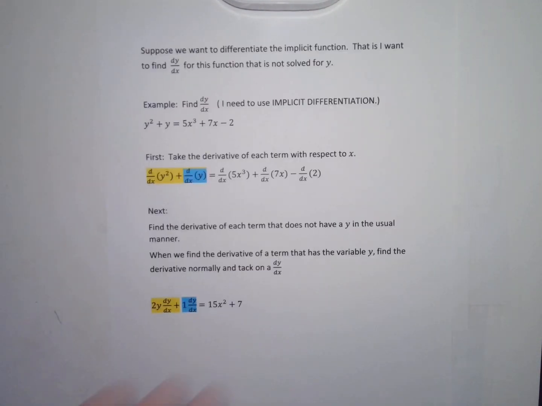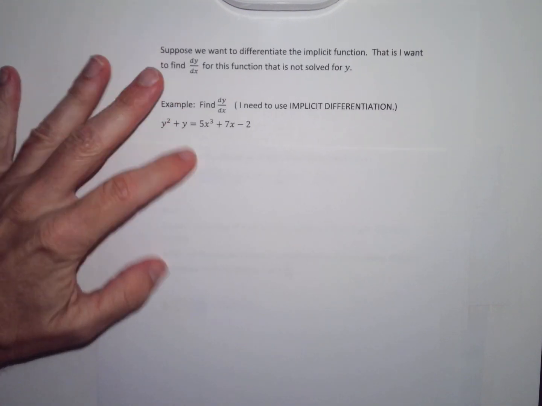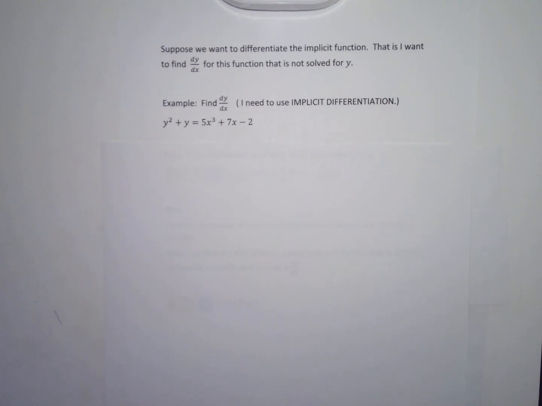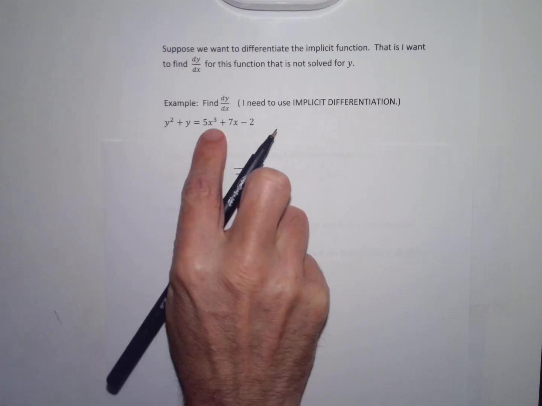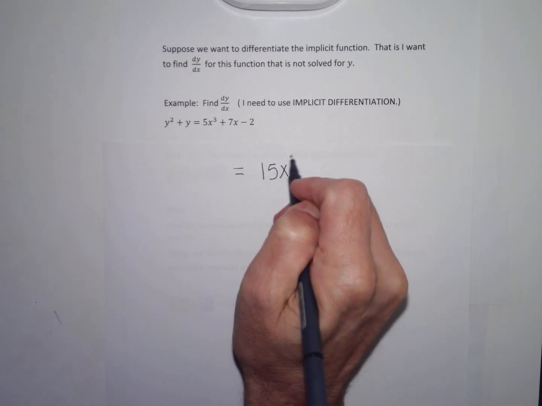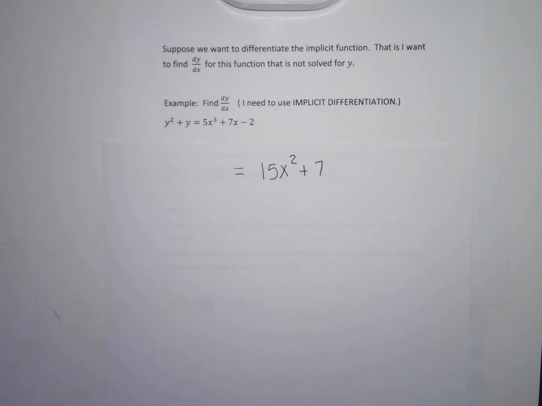Let me show you how grungy the algebra can get. For this example, I don't think I could solve it for y very nicely, so I'm going to do implicit differentiation. This is an implicit function; it's not solved for y. I'm going to take the derivative of each term. On the right-hand side of the equal sign, straight derivatives. The derivative of 5x cubed is 15x squared. The derivative of 7x is 7. And the derivative of minus 2 is 0. That's standard. The left-hand side, not so much.